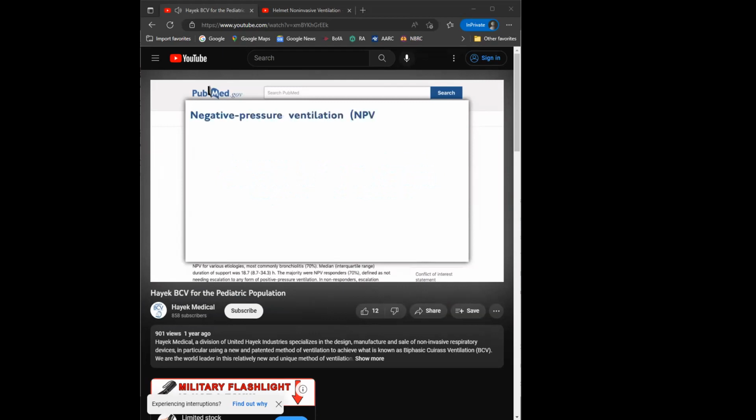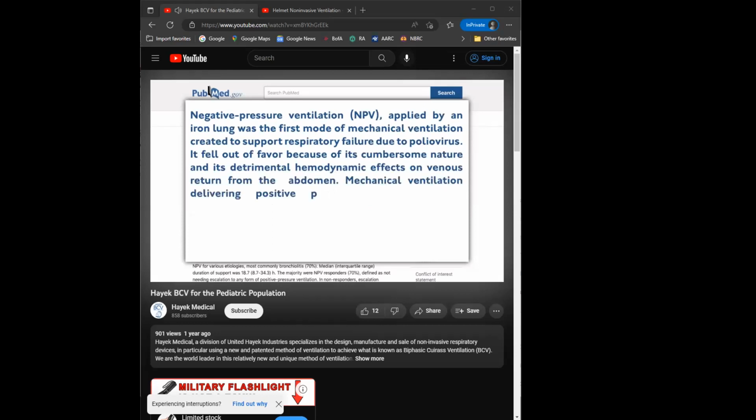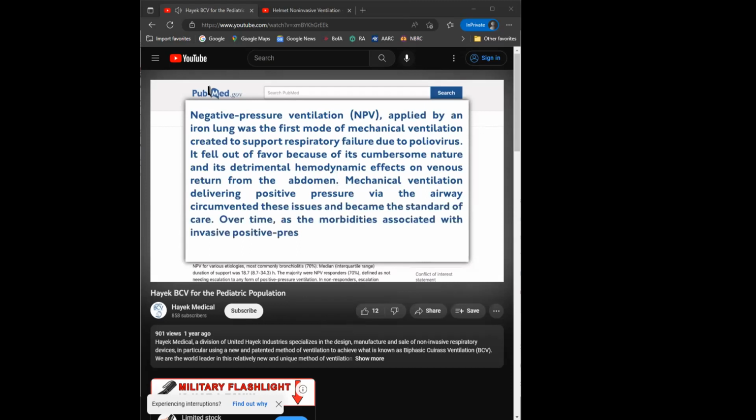Negative pressure ventilation, applied by an iron lung, was the first mode of mechanical ventilation created to support respiratory failure due to poliovirus. It fell out of favor because of its cumbersome nature and its detrimental hemodynamic effects on venous return from the abdomen. Mechanical ventilation delivering a positive pressure via the airway circumvented these issues and became the standard of care. Over time, as the morbidities associated with invasive positive pressure ventilation were discovered, negative pressure technology was re-explored.